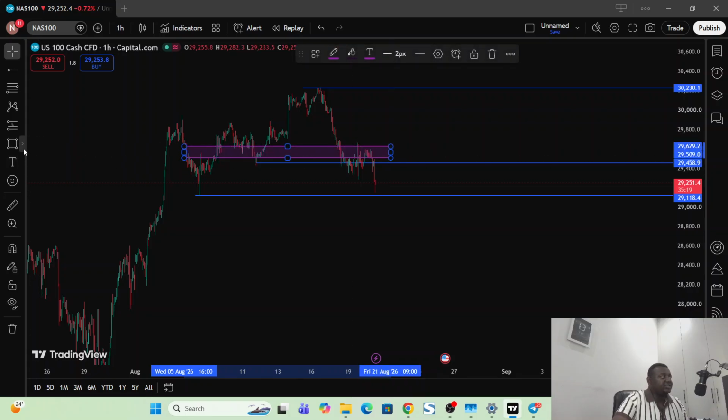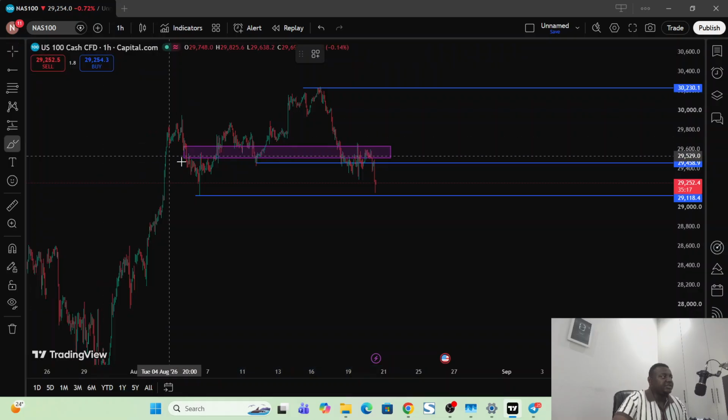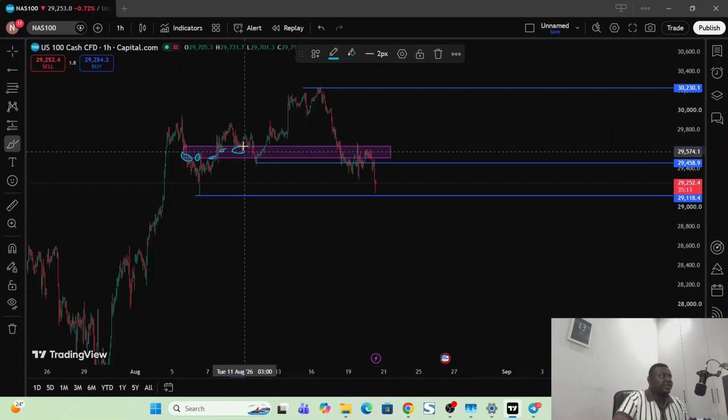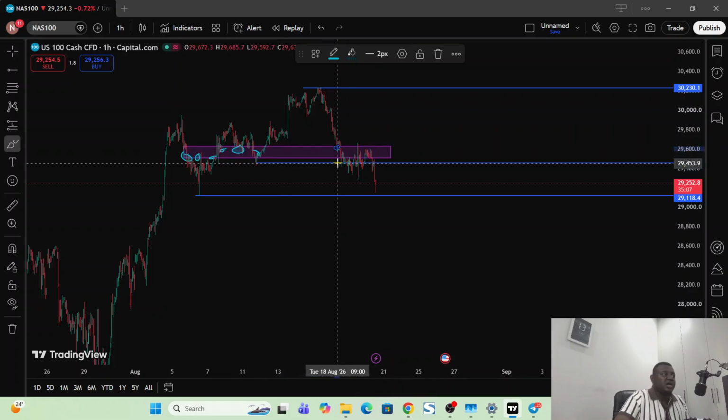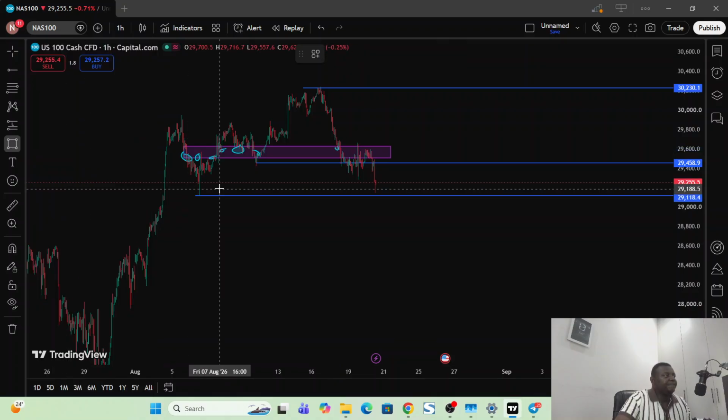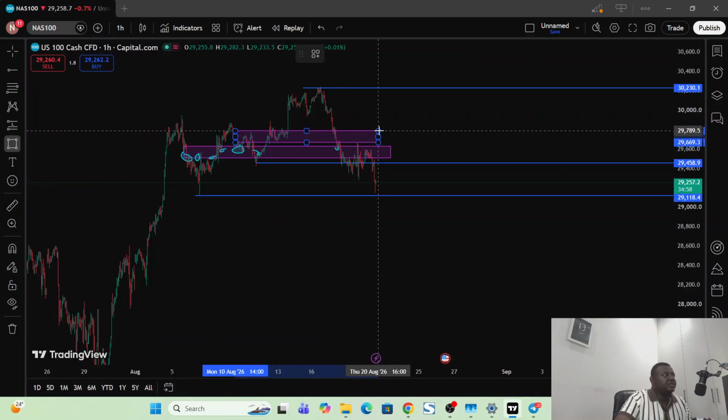Why have I marked this zone? Because if we see here, we have a wick, we have a wick, we have wicks. Okay, we have candles closing inside here. So the more the candles close, the stronger our area of influence becomes. So in this case, we had this zone. We can also mark this zone right here.